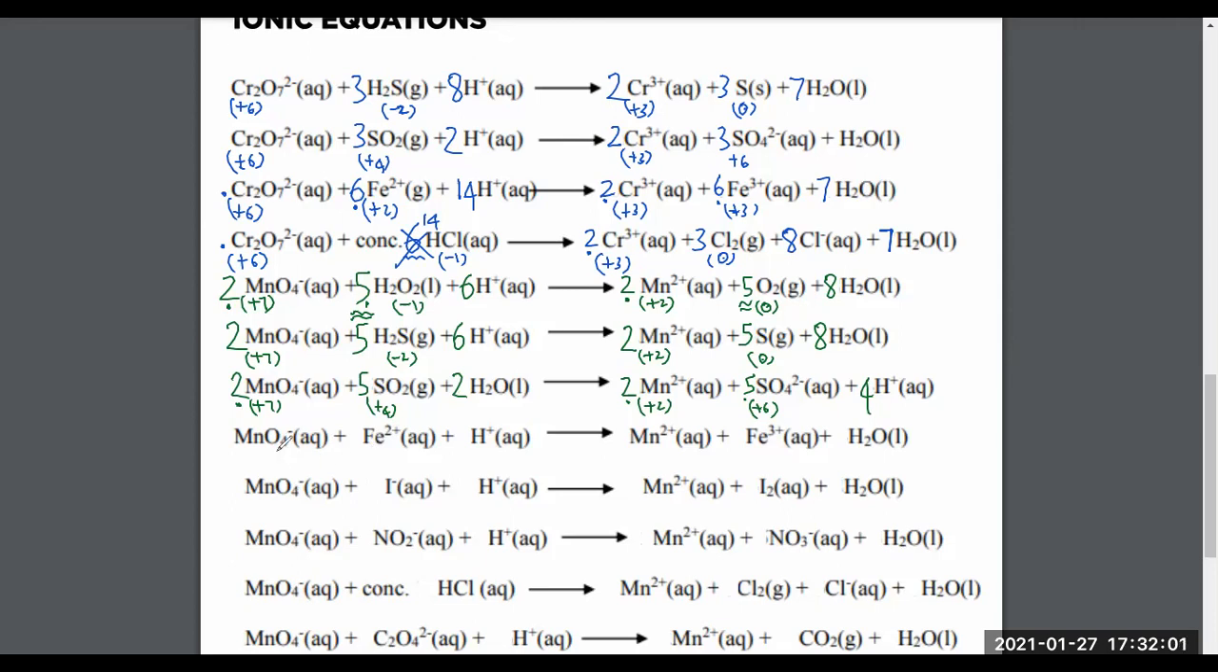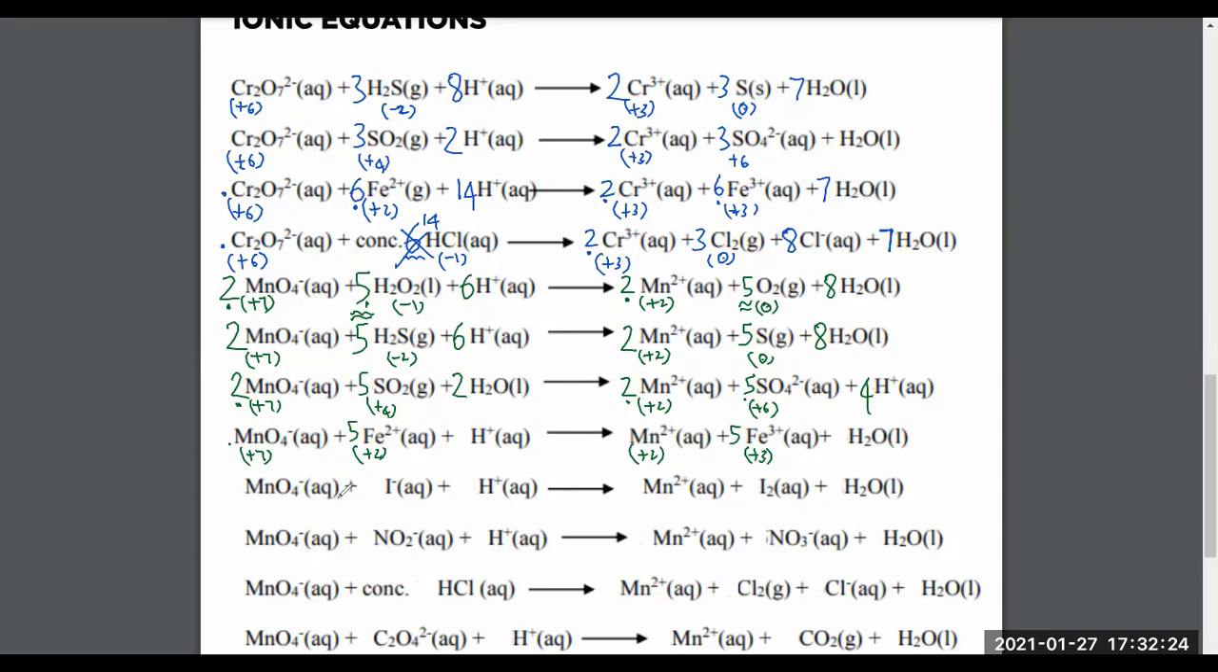And if you take this one, manganese +7 here goes to +2. Iron from +2 goes to +3. Manganese, the difference is 5, +7 to +2. You put that 5 in front of iron, settled. Iron +2 to +3 difference is 1. That 1 comes here. Manganese is 1, already balanced. 5 iron, so I have put a 5 here.